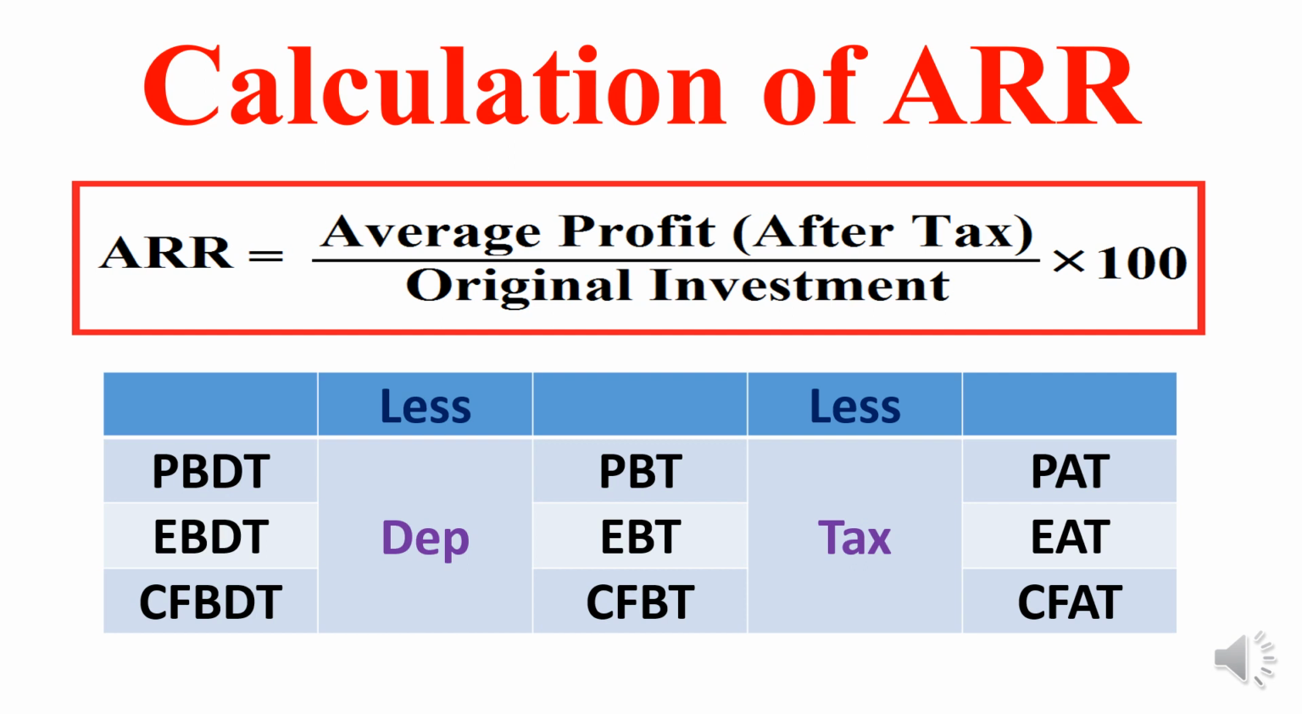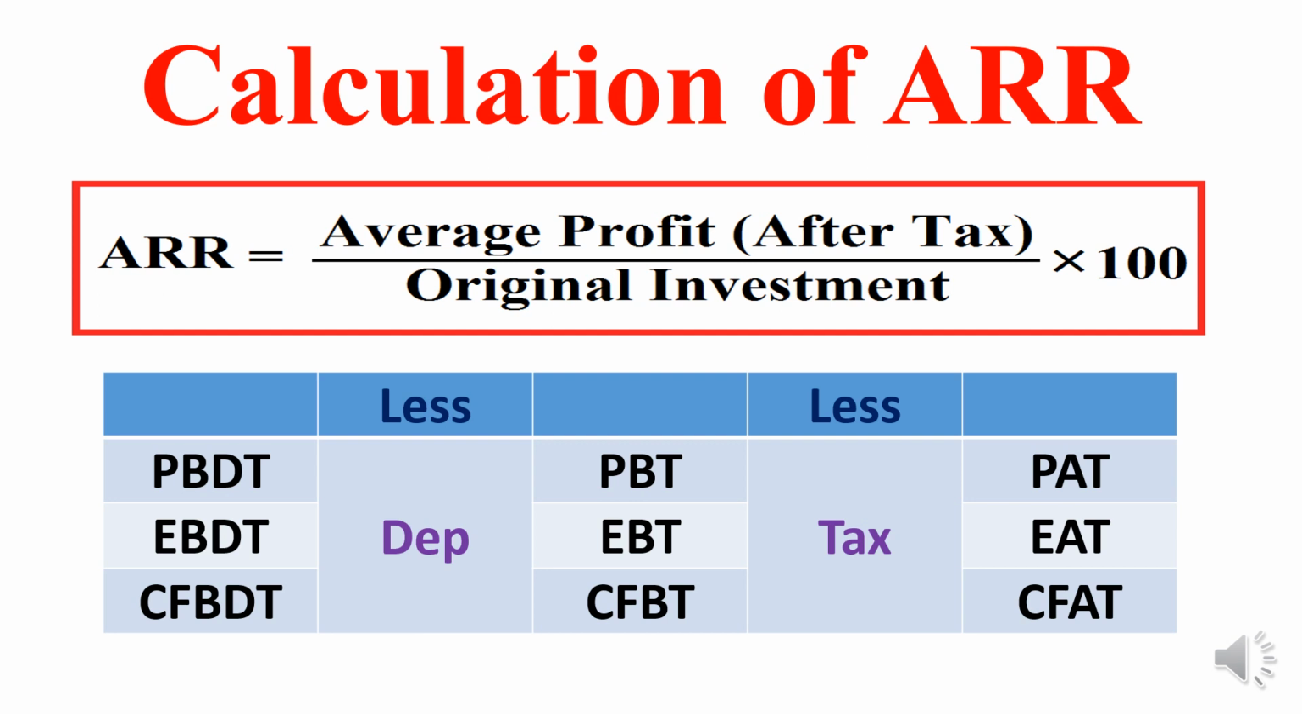Except the ARR, in all the other methods of capital budgeting, we use only cash flows. So please bear in mind, cash flow differs from profit. Cash flow will be obtained after adding depreciation to profit after tax. I have already explained in the earlier videos how to calculate cash flows. Here also I will explain.